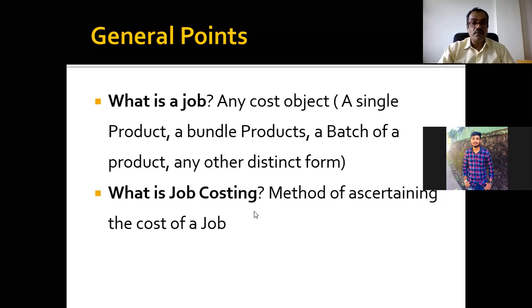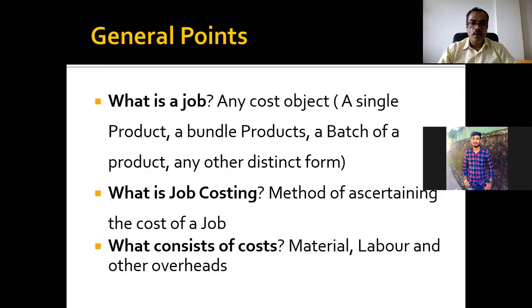So job costing is nothing but ascertainment of the cost of the job that we simply described. What consists of costs? If you decompose, you may find so many thousands and one items. But for the simplicity, for general understanding purposes, and standard based ways of practices, it is pretty much enough for us to classify them into three major groups.